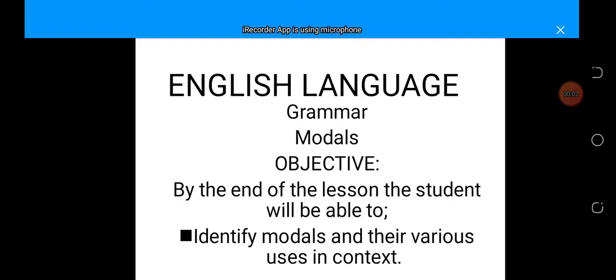Good morning. For our lesson today, we'll be considering modals. The objective of the lesson is that the student will be able to identify modals and their various uses in context.